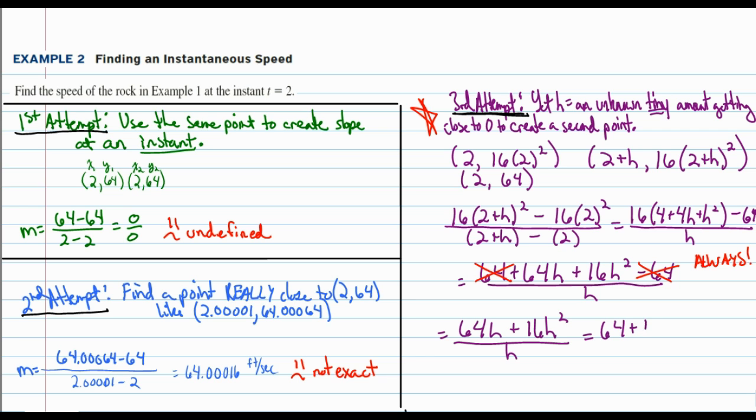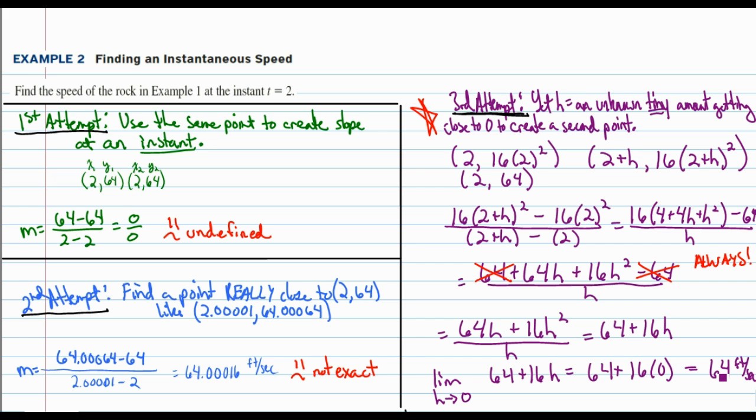So 64 plus 16h. Now remember, the idea behind h is that it should go really small. So let's take the limit as h approaches 0 of 64 plus 16h. Let's make h get really, really small. If h approaches 0, that term is actually going to equal 0. So 64 plus 0 is 64 feet per second. As you can see, the estimate I made in my second attempt was really close, just not exact. This one is going to be exact.